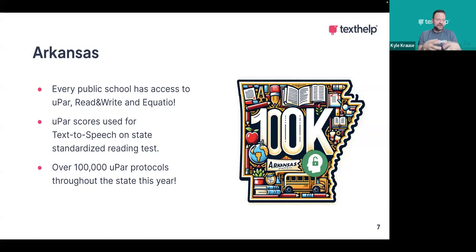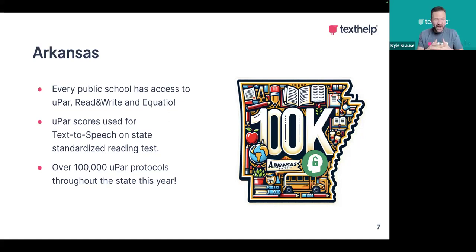uPar scores in Arkansas: they've just started using their scores from uPar to determine which students will have text-to-speech on Arkansas's standardized reading test. This is completely new for Arkansas. Taking the data that uPar is telling us and giving those students who really benefit from read aloud support the ability to have text-to-speech on a state test is really huge. So I'm really excited about the work that we're doing here.